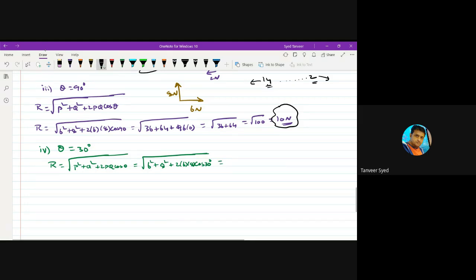That means the two vectors will be like this. This is vector P, which is 6 Newton. And this is vector Q, which is 8 Newton, making 30 degree angle with each other. So cos 30 is root 3 by 2. This is 36 plus 64 plus 2 into 6 into 8, that is 96, into root 3 by 2.